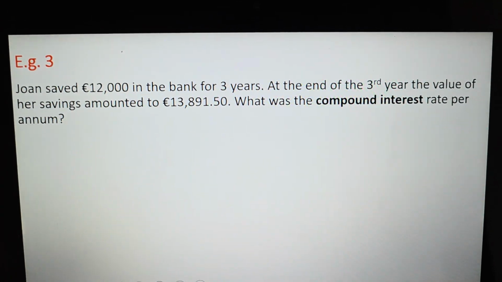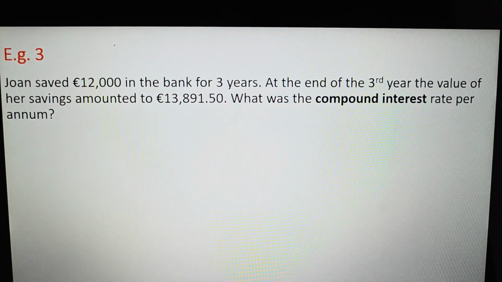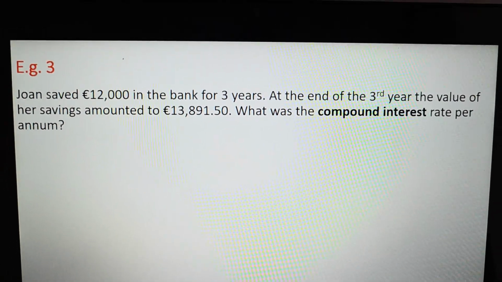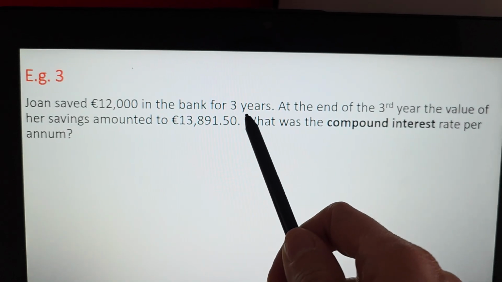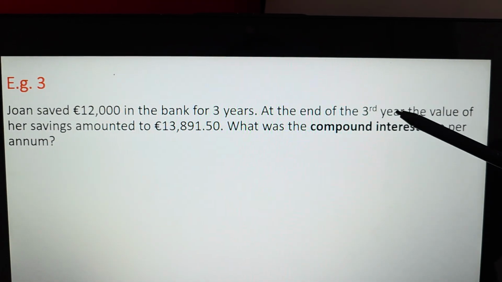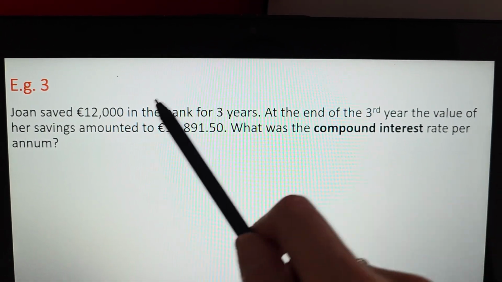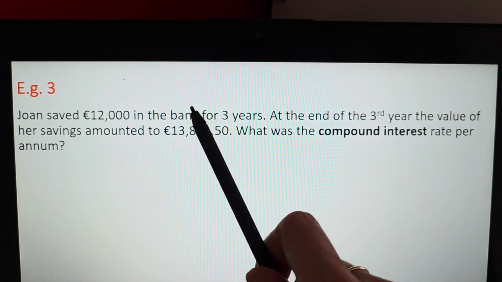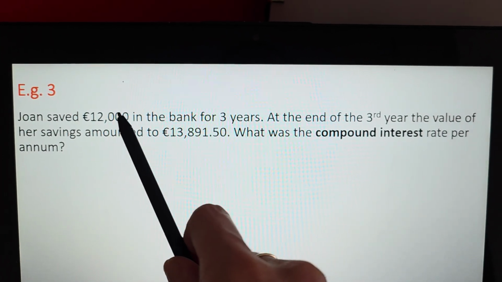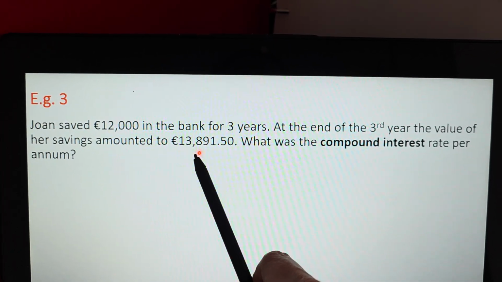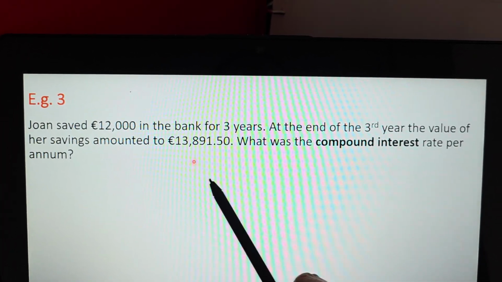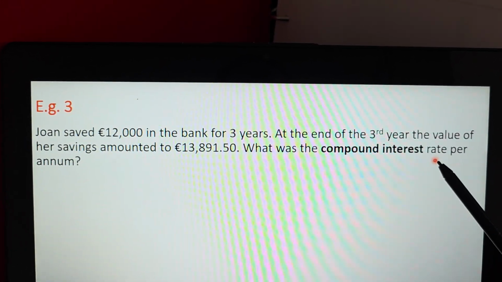Example 3. Joan saved 12 grand in the bank for 3 years. So now we're saving again. So that's the original amount she saved, P. 3 years, so that would be T. At the end of the 3rd year, the value of her savings amounted to this figure. So that's the future value of what she originally invested. That was the value for P, which means that must be F, if that's what it amounted to after 3 years of saving. What was the compound interest rate per annum?